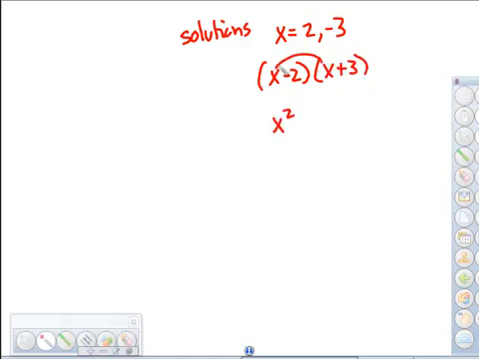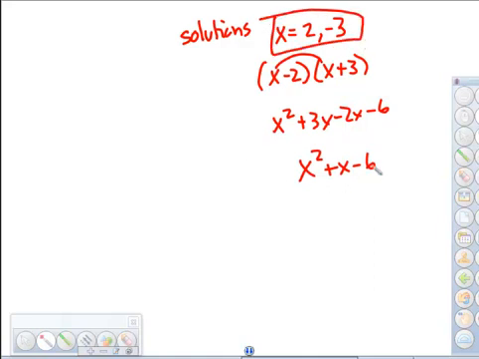So that's x squared, that's positive 3x, that's negative 2x, and then that's negative 6. And then you could actually figure out what the polynomial looked like if you have the solutions. Do you guys see that? So that's where we're going now. I'm going to show you the solutions, and then you're going to be able to figure out what the polynomial was.